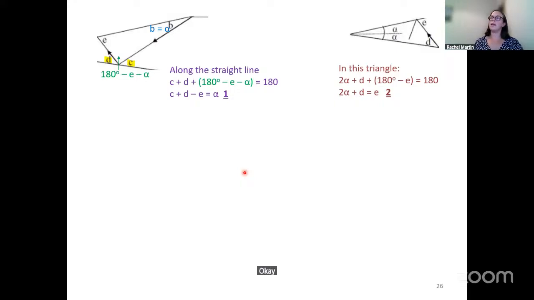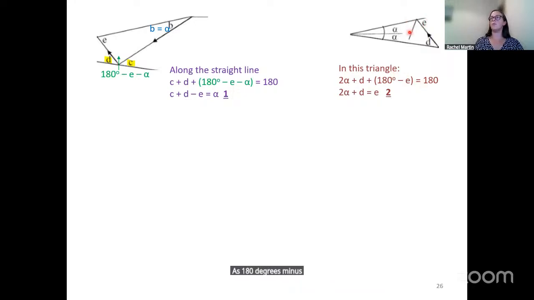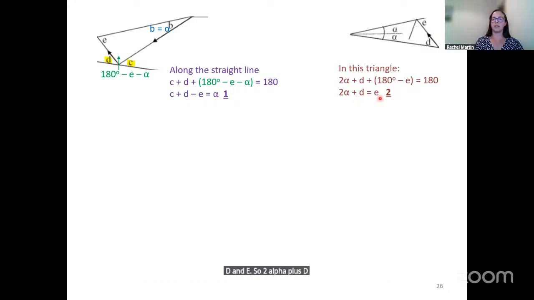Okay. And in that triangle, you should end up with 2 alpha, which we've got in the cone, plus D. And here we'll have angles along this straight line here. Don't worry about this little reflection right now. We're just going to model this as 180 degrees minus E. All of those add up to 180 degrees. And then we've got a second equation in terms of alpha, D, and E. So 2 alpha plus D equals E.